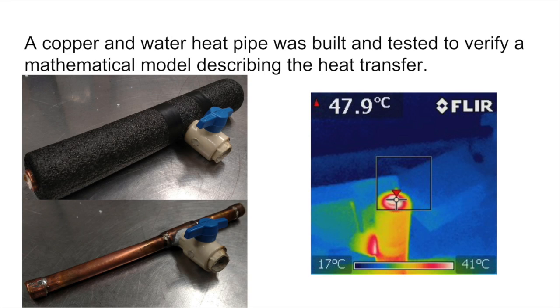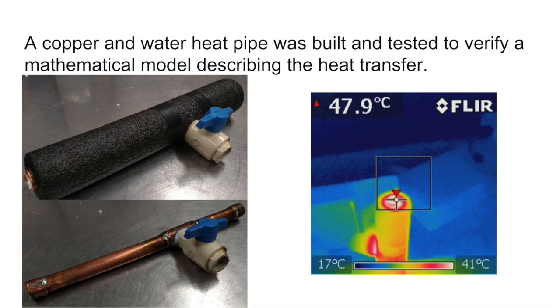For experimentation, a copper and water heat pipe was built and tested to verify a mathematical model describing the heat transfer. You can see the heat pipe used in the experiment on the left. In order to control the internal pressure inside the heat pipe and be able to change the amount of working fluid, a simple ball valve was used.